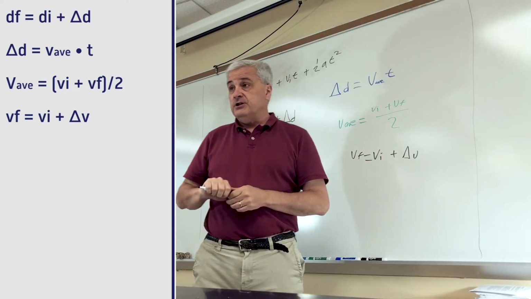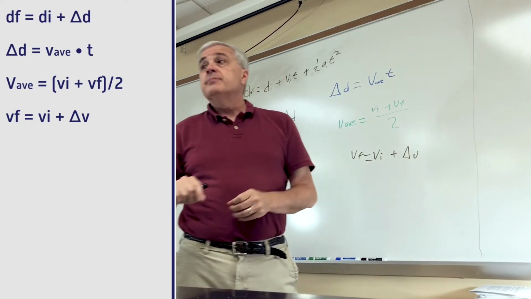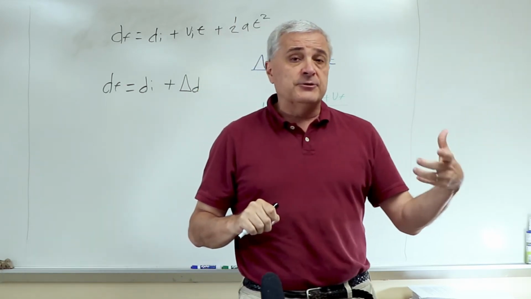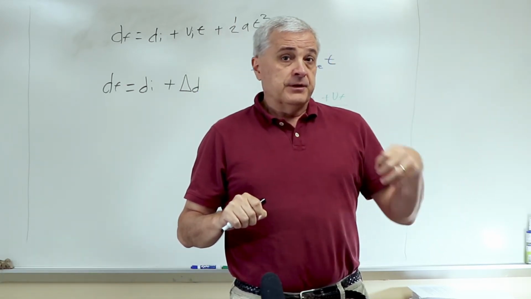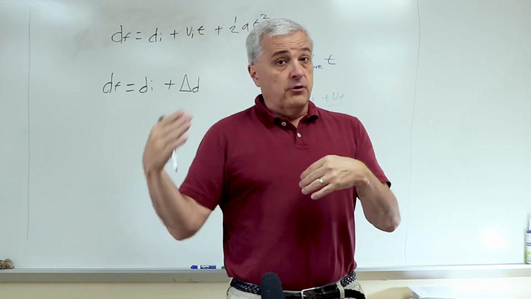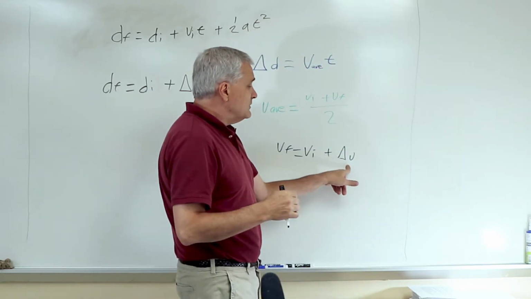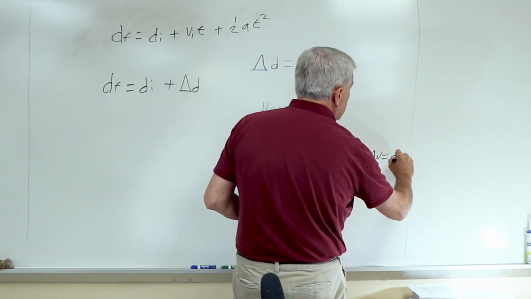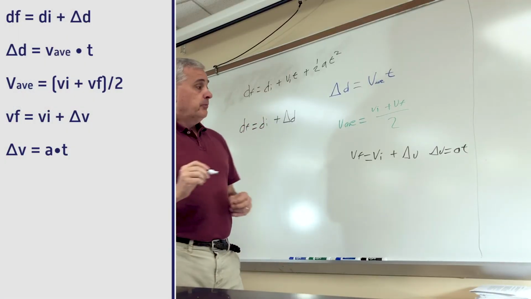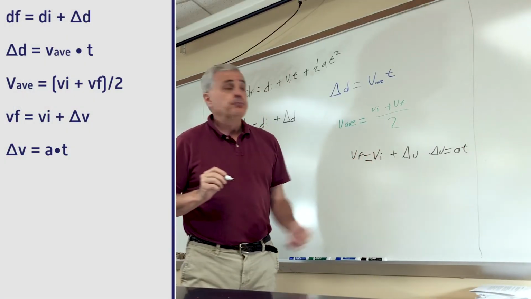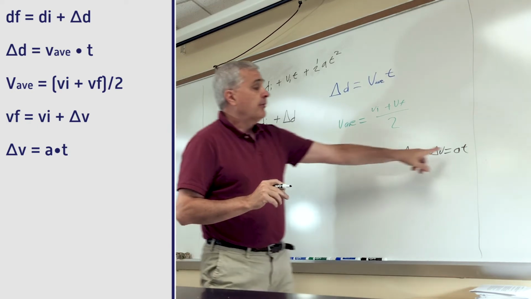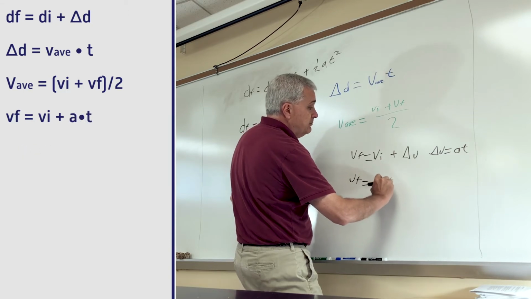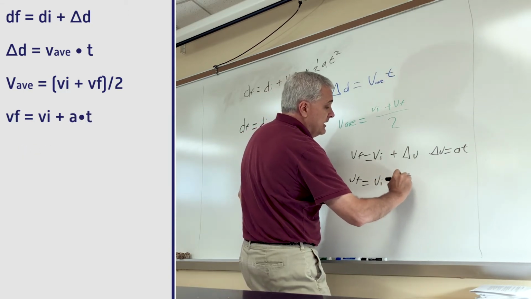Delta V is a function of the rate of acceleration and the amount of time. So if something is accelerating at a rate of 2 miles per hour per minute, then after 2 minutes it will be going 4 miles per hour faster. So delta V is equal to A times T, where A is the constant rate of acceleration and T is the amount of time. So I'm going to substitute that in here. The final velocity is the initial velocity plus A times T.